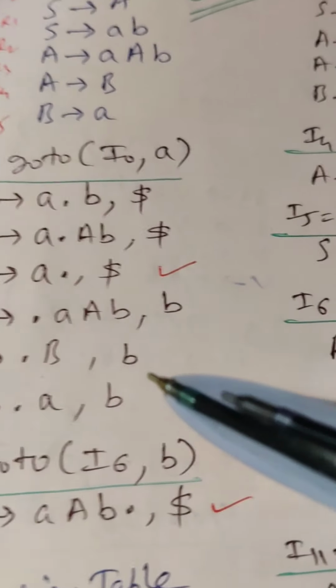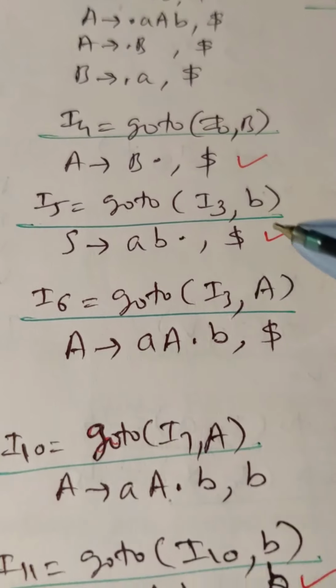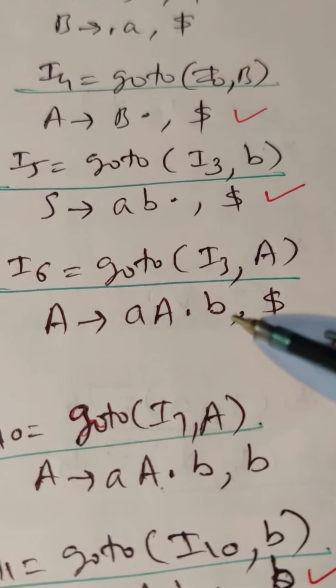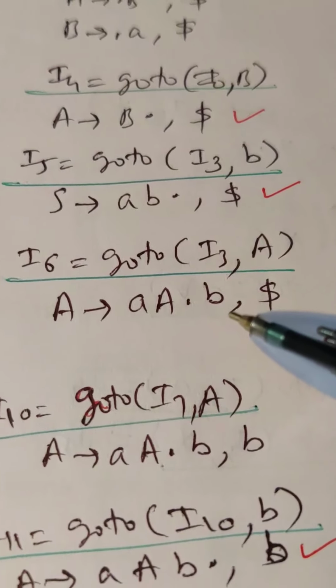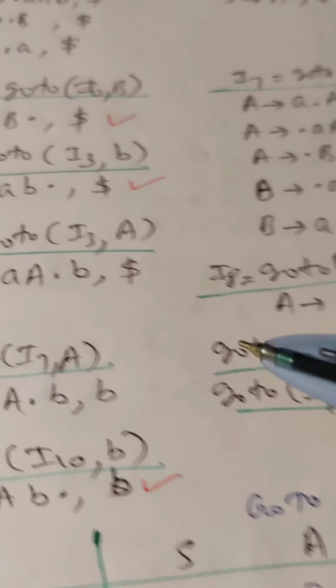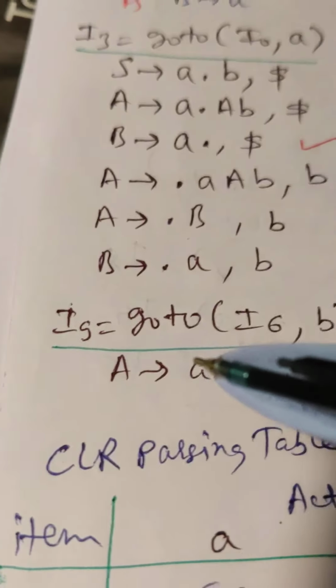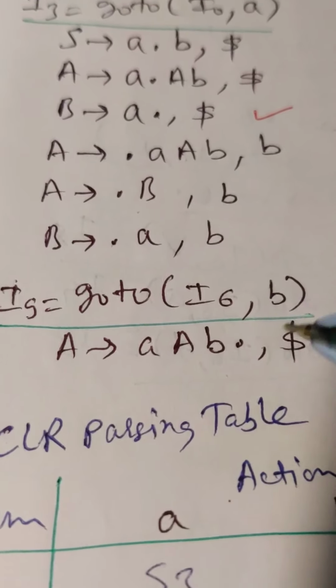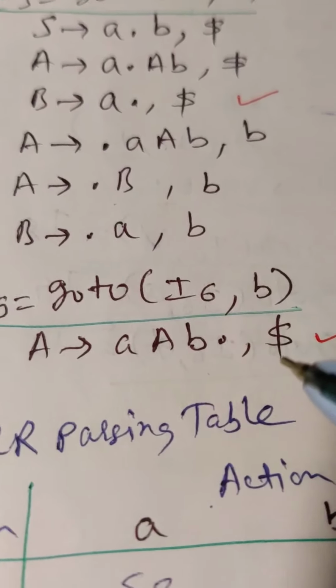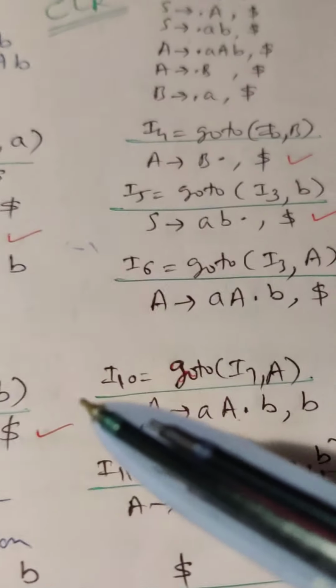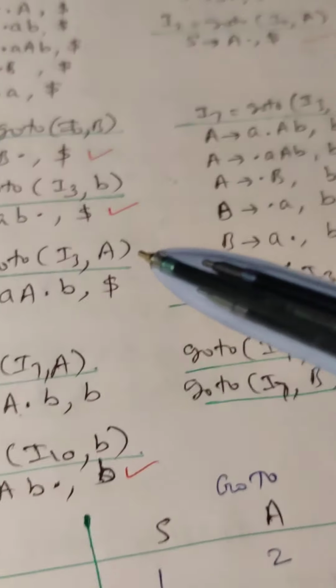So after this we'll move to item number 4. It's already finished. Item number 5 is finished, all rules. Item number 6. So now we go for I6 comma b. So go to of I6 comma b, that's item number 9: A goes to a, b dot, dollar. It's a finish rule. Done. Now I6 is over. Now let's go for I7.